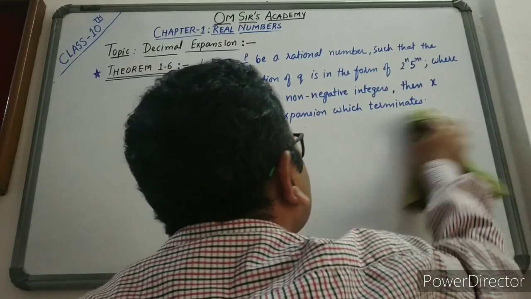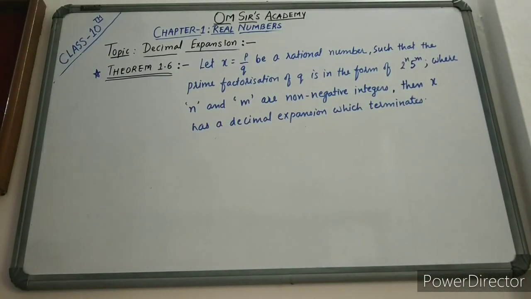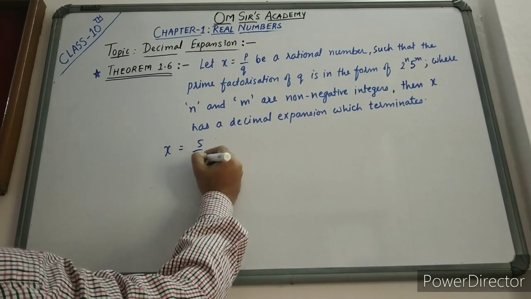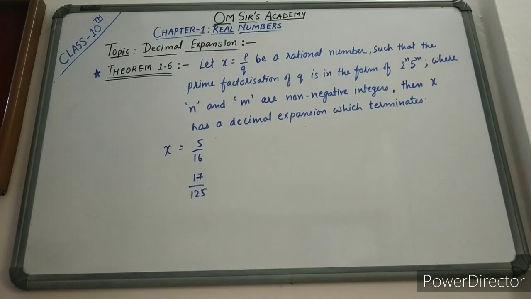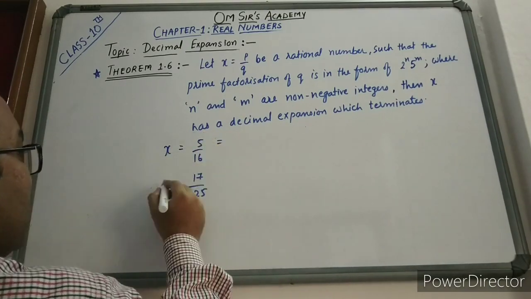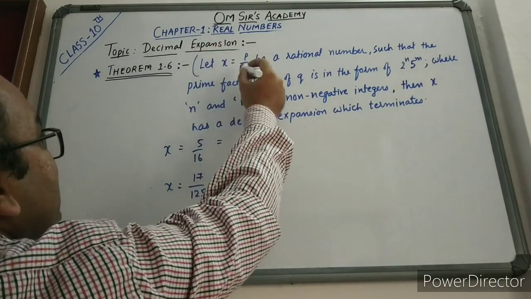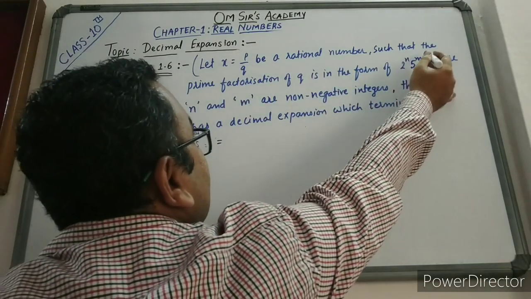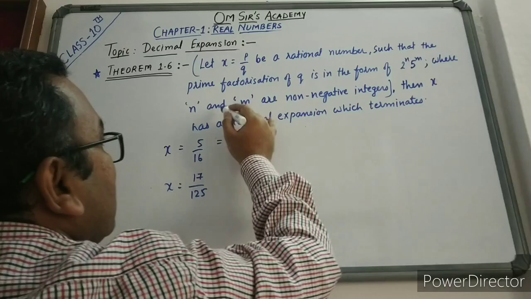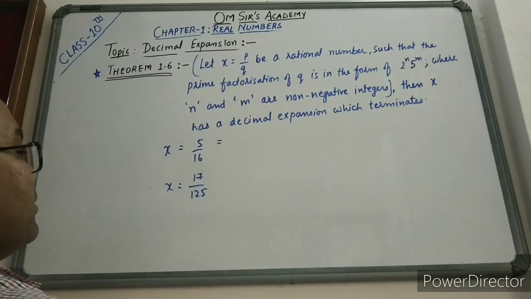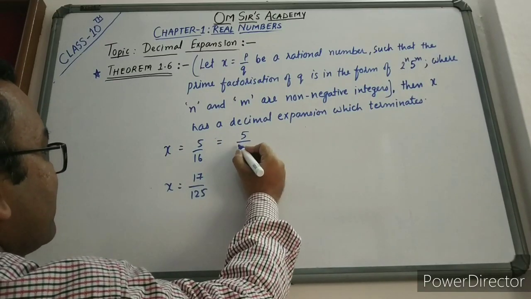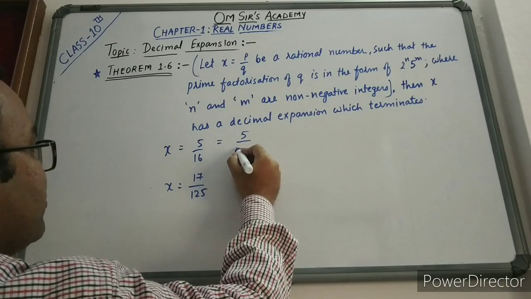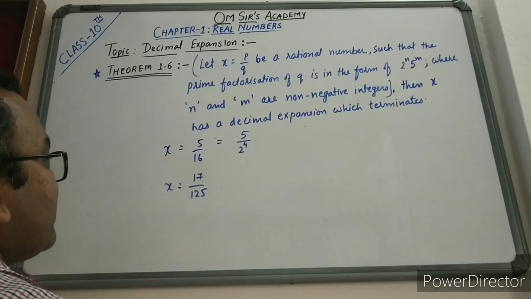Examples देख लेते हैं. कौन से examples है? Suppose say for example I can write x is equal to 5 by 16. Okay, or I can write as 17 upon 125 also. So here x की वैल्यू दे दी है, ठीक है. x is in the p by q form where q can be expressed in 2 raised to n and 5 raised to m, where n and m are non-negative integers. This is given. So I can express this. This is in p by q form and q can be expressed as 2 raised to 4. So what are the prime factors of 16? 2 into 2 into 2 into 2. So it is expressed as 2 raised to 4.